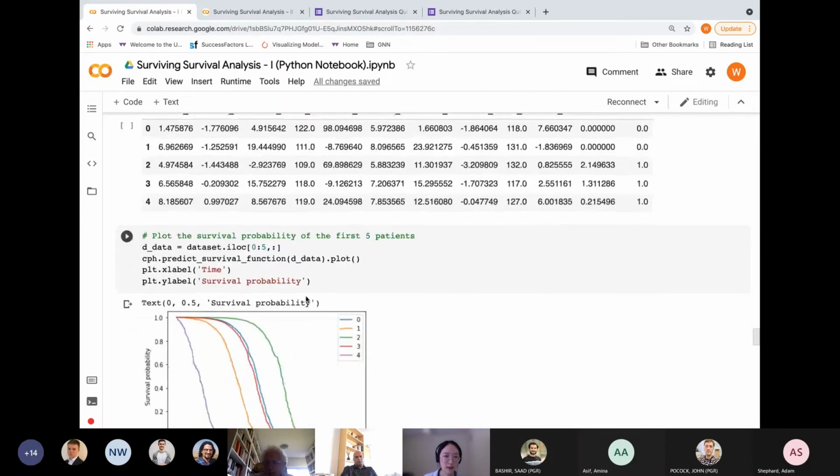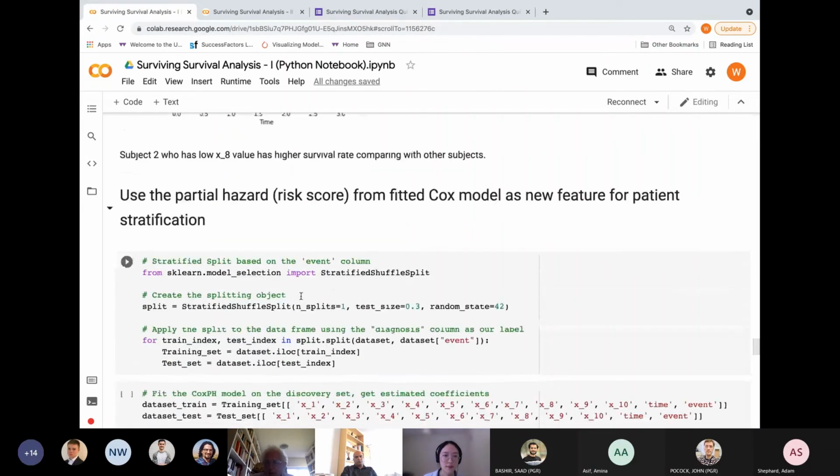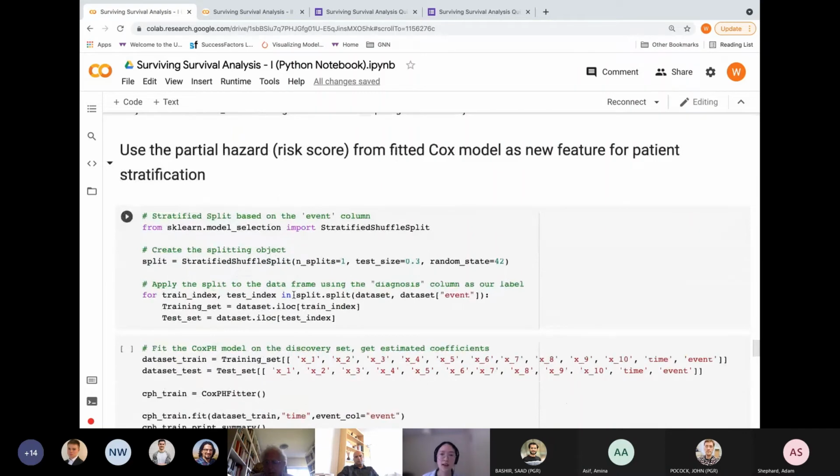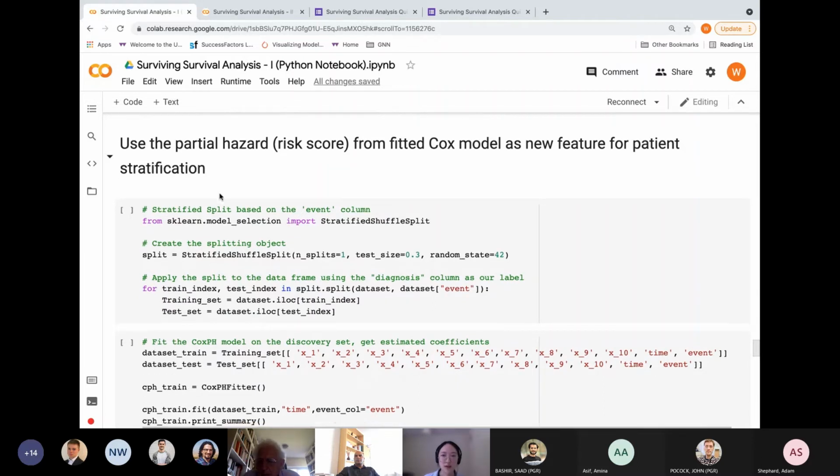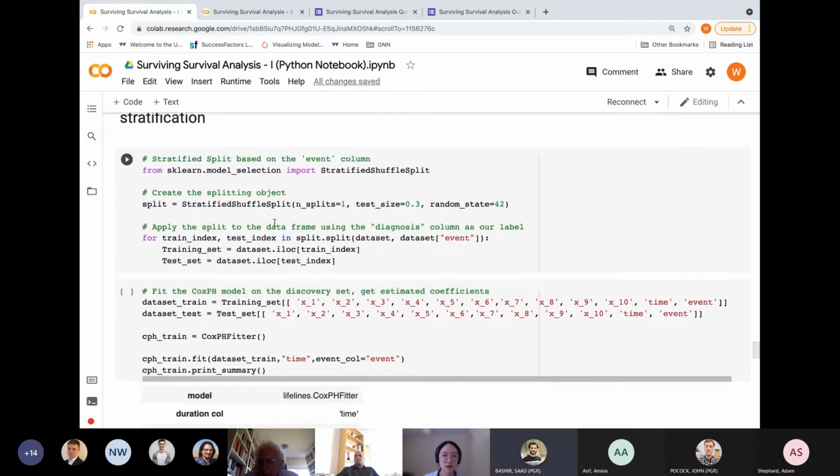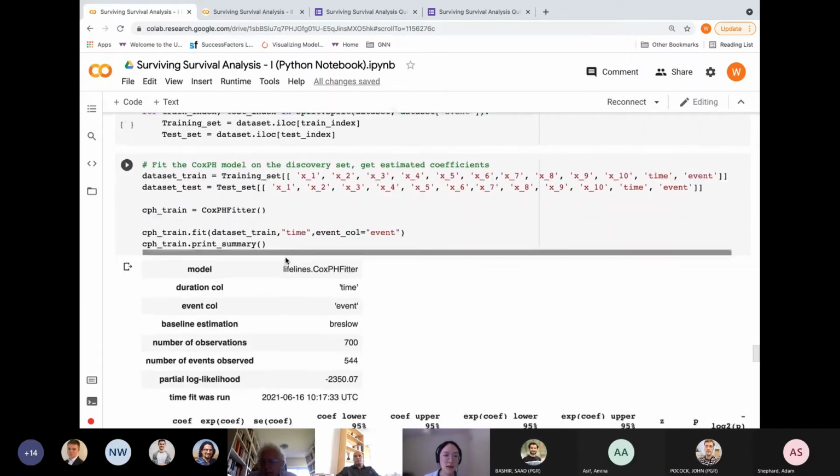Yeah, so I will skip this part. Okay. After we get this fitted Cox model, we should be able to use it to generate a new feature, which is called partial hazard. Here I show you how to do that. First we need to divide the whole data set into training and test sets. Then we fit the Cox proportional hazard model on the training data set.